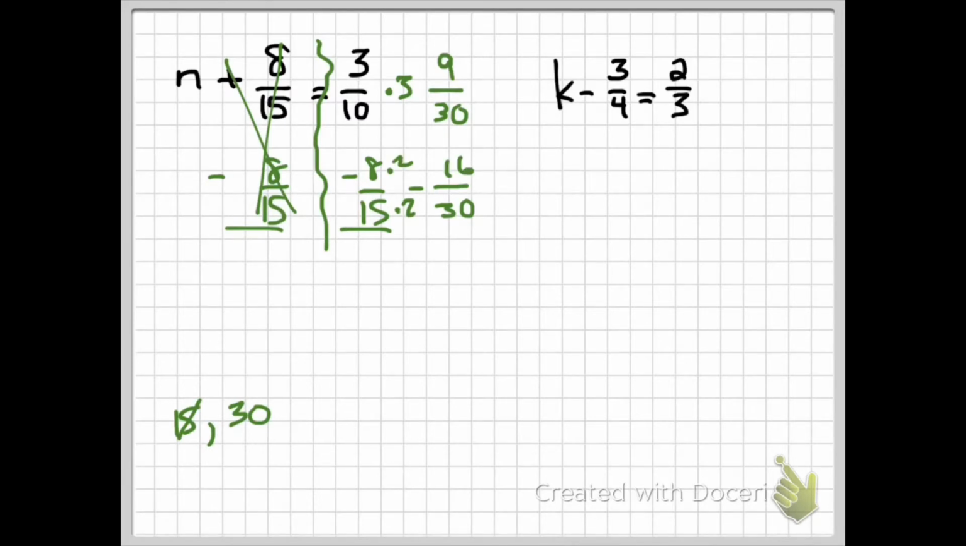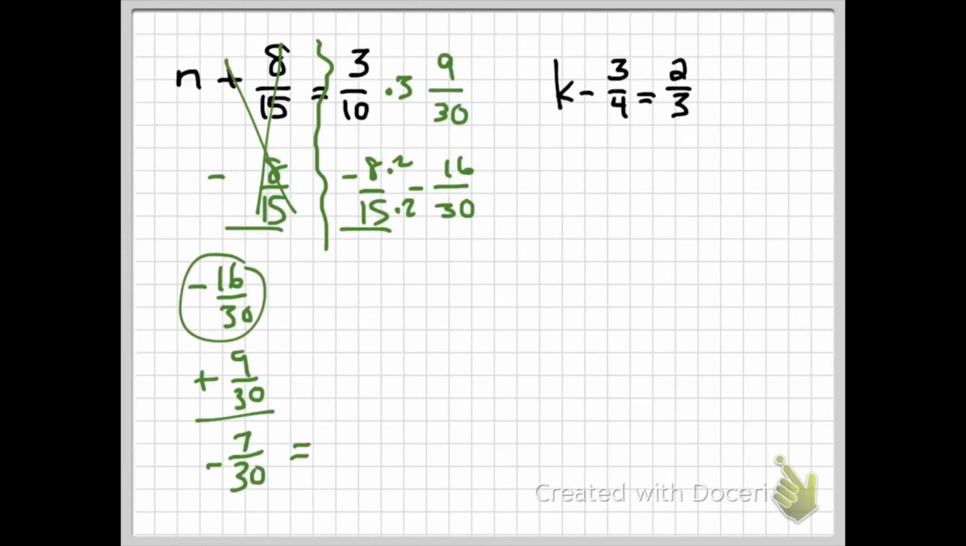So let's rearrange this. We have negative 16/30ths, right? And we're going to add that, remember, because this is a plus, 9/30ths. We see that the signs are different, so we subtract. We get 7/30ths. This is the larger number, so it's negative 7/30ths equals n.